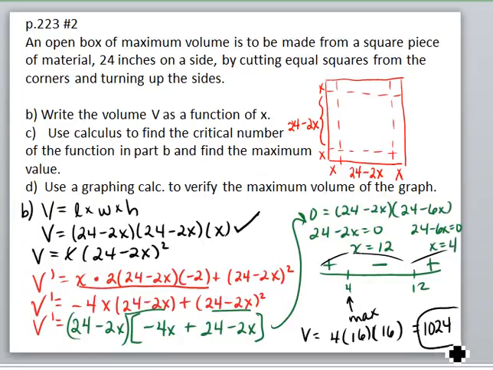I will not be doing the graphing calculator part of that. If you want to check that on the graphing calculator, you need to plug this into your y equals equation. You want to find 4, and then you could change your window height so that you would see that the answer would be 1,024. I have one more example, but I will show that in one more video.